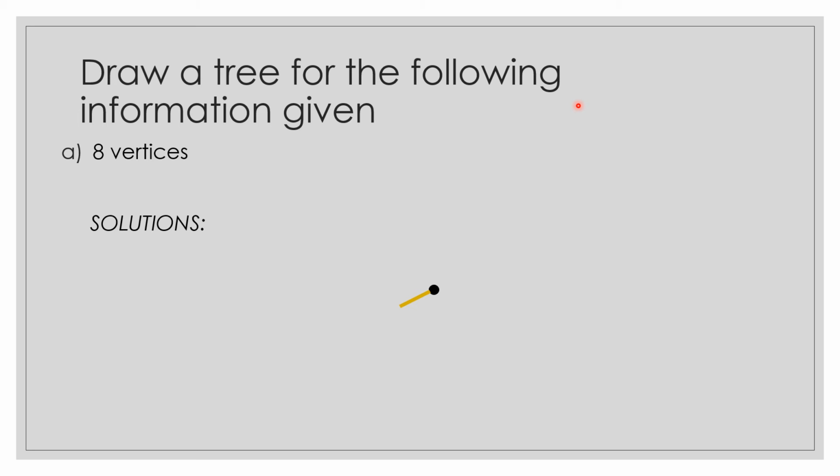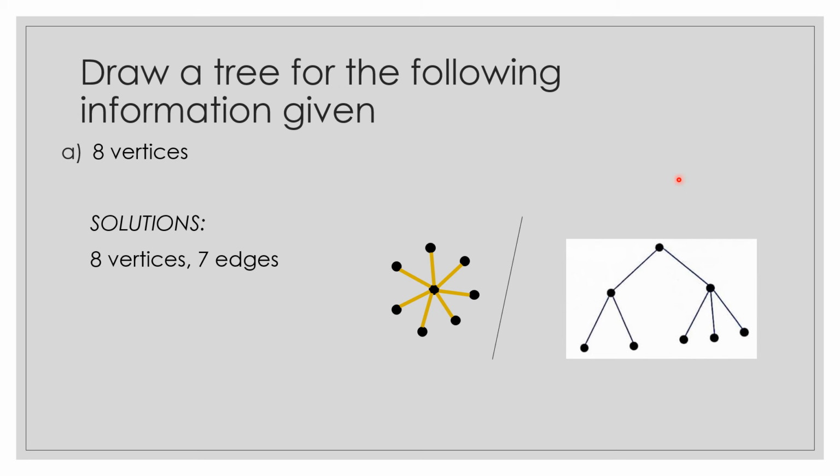Then how about drawing a tree? According to this information, you have 8 vertices. So 8 vertices must have 7 edges. Then you draw 8 vertices: 1, 2, 3, 4, 5, 6, 7, 8 vertices and 7 edges. So you just draw like this, and you can also draw like this. You see that? You have 8 vertices and 7 edges.